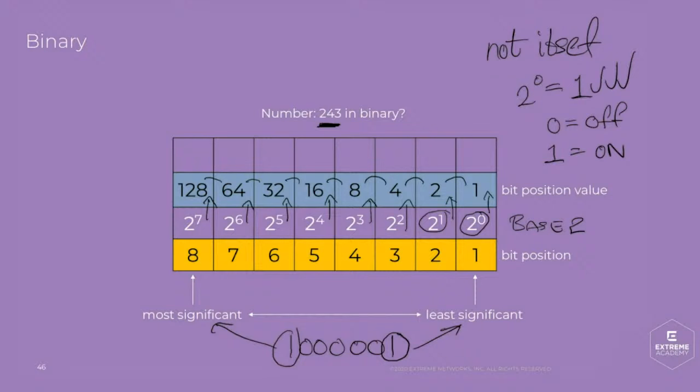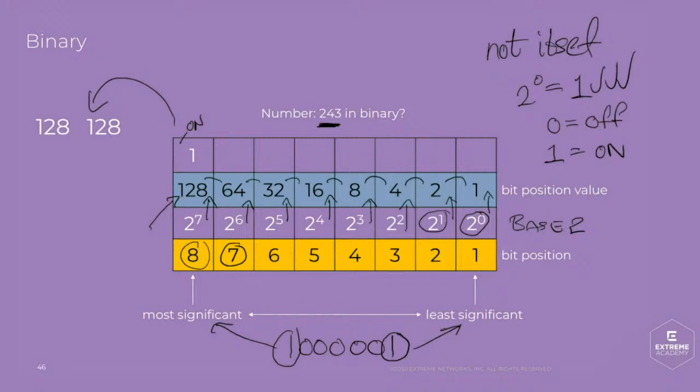Okay, so 243. I would start off with the biggest number that I have, 128. That's the biggest number I have. And I would switch that on. So switch on that bit to the 1. So the value of the most significant bit is 128. I switch that on. Here's a running total over here. Then I go to my next bit, okay? The bit position. This is the number 7 bit position.